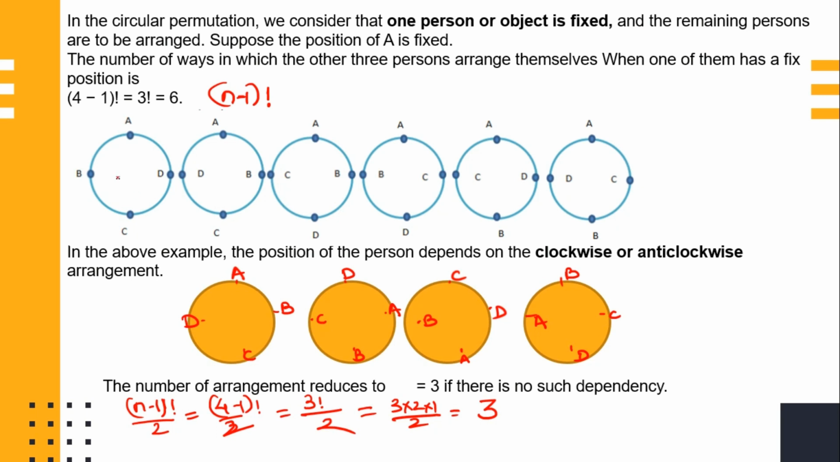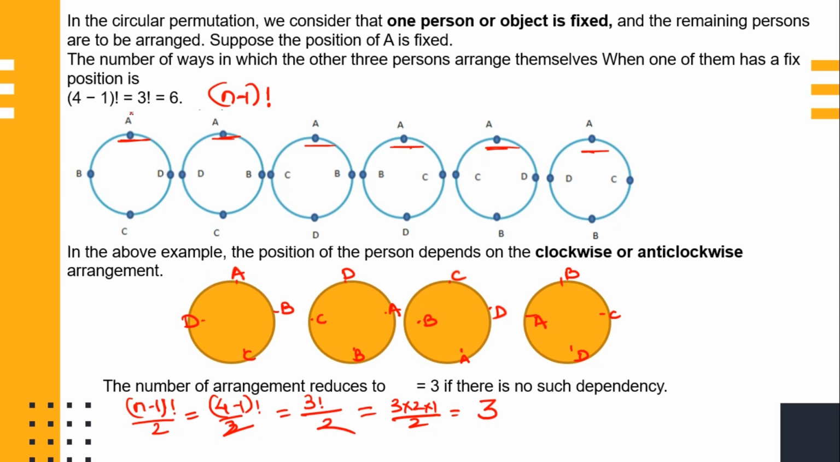Let's take one example. Here we have four persons in a circular arrangement, and object A is fixed. Since this person is fixed, we can arrange all the remaining people. So the total number of possible ways to arrange them is (n minus 1) factorial. Here n is 4, so 4 minus 1 is 3 factorial, which is equal to 6.